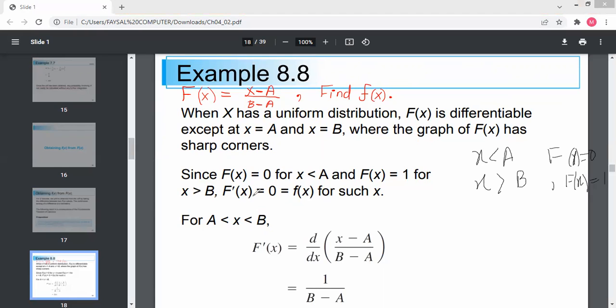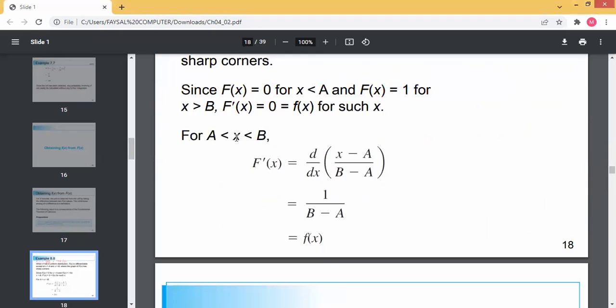And for when there is derivative of f of x, it will be 0 because the derivative of a constant always equals 0. So for the interval a to x, with x less than or equal to b, I find by using the formula in the previous example that this value equals x minus a divided by b minus a. I have to differentiate this.